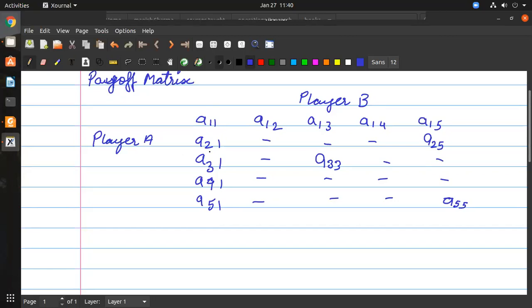Let us name these strategies: 1, 2, 3, 4, 5, and let us name them not A, something else. So let us name them P, Q, R, S, T. Okay, some strategy names.